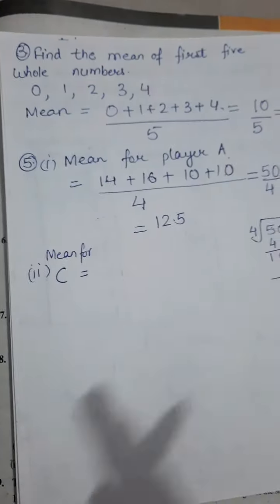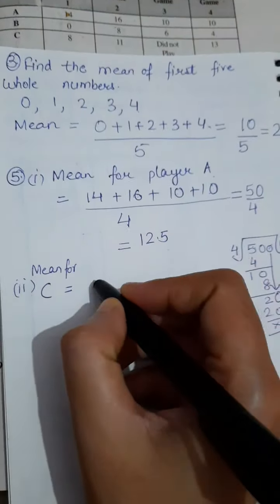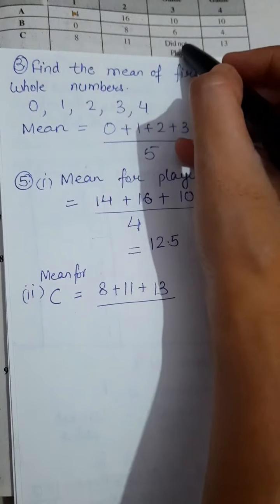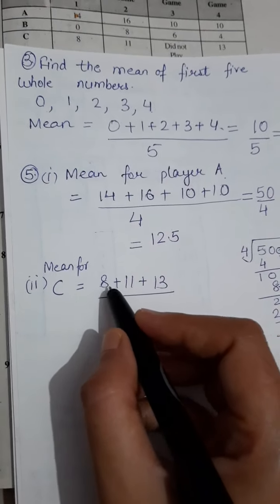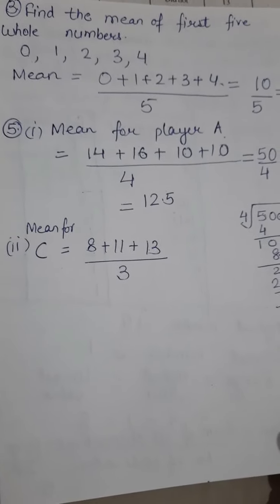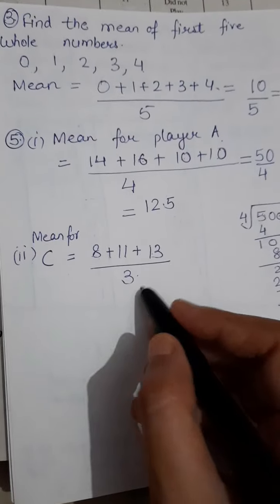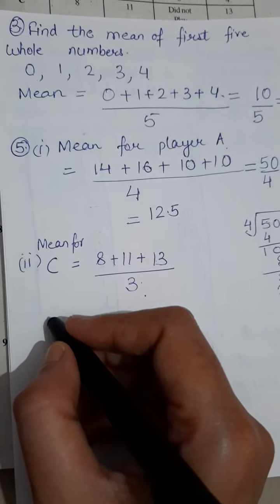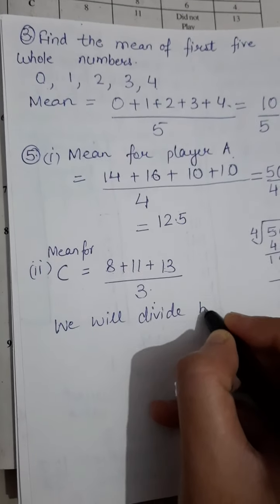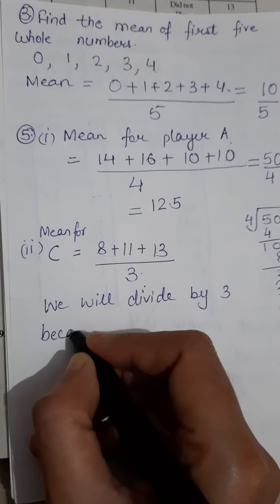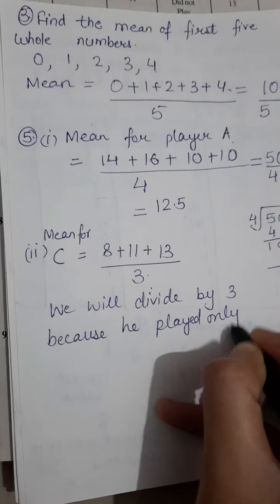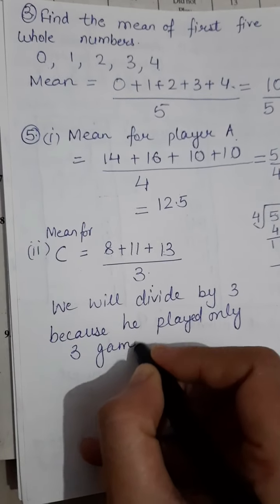We will add his scores, 8 plus 11 plus 13, and he didn't play this game. So how many observations are there? 1, 2, 3. We will divide by 3, not by 4, because he didn't play one game. He played only 3 games. So we will divide his total by 3 to find his mean. So you will give your answer: we will divide by 3 because he played only 3 games.